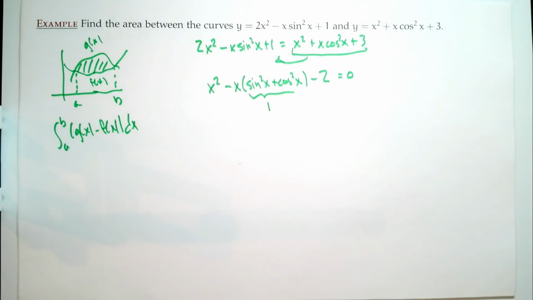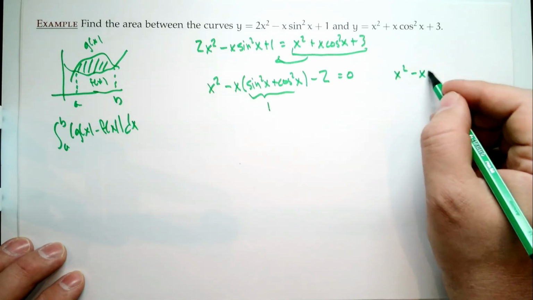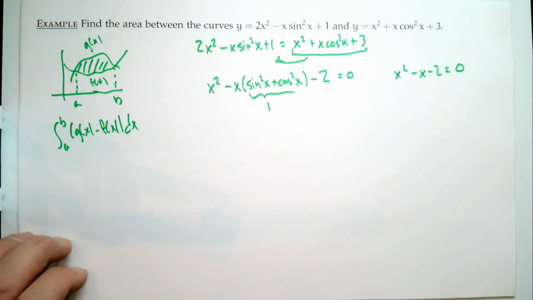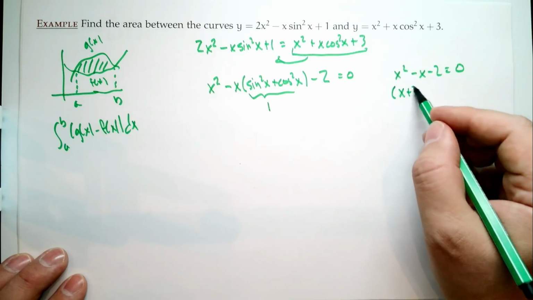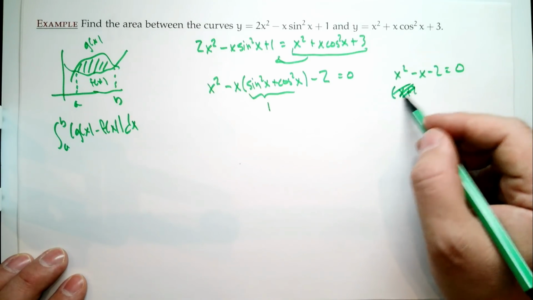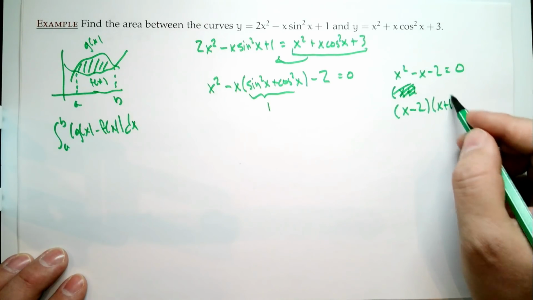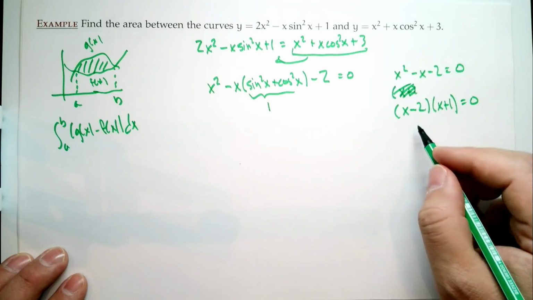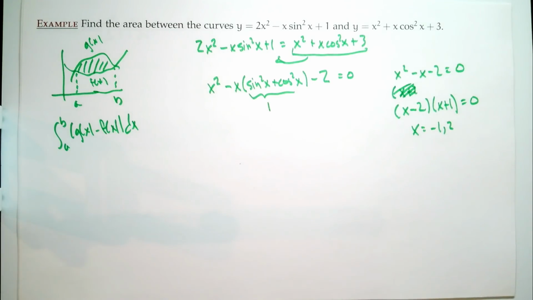Good. So really, these intersect when x squared minus x minus 2 equals 0. Well, hopefully by this time you've come to the belief, unreasonable though it is, that everything factors. In this case, it does. x minus 2 times x plus 1 equals 0. So x is negative 1 and 2. So those are our points of intersection. That's where the curves are going to cross.